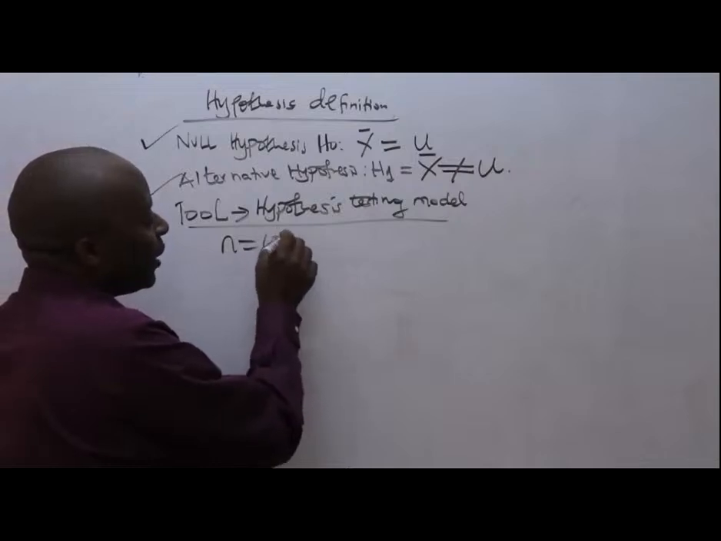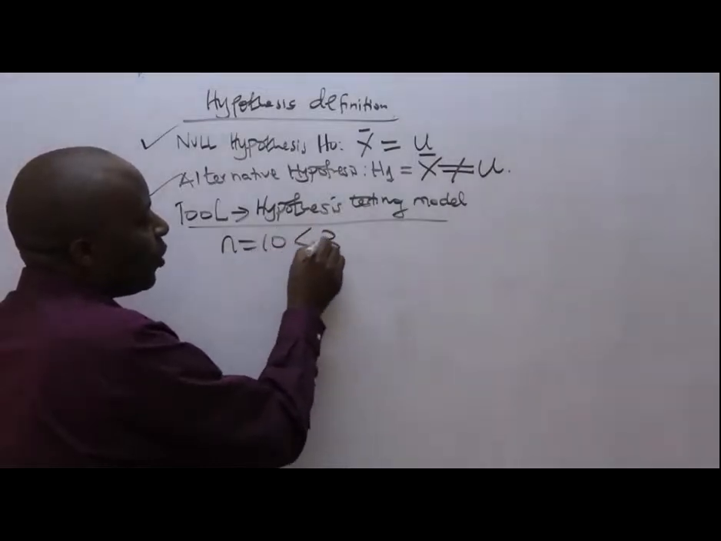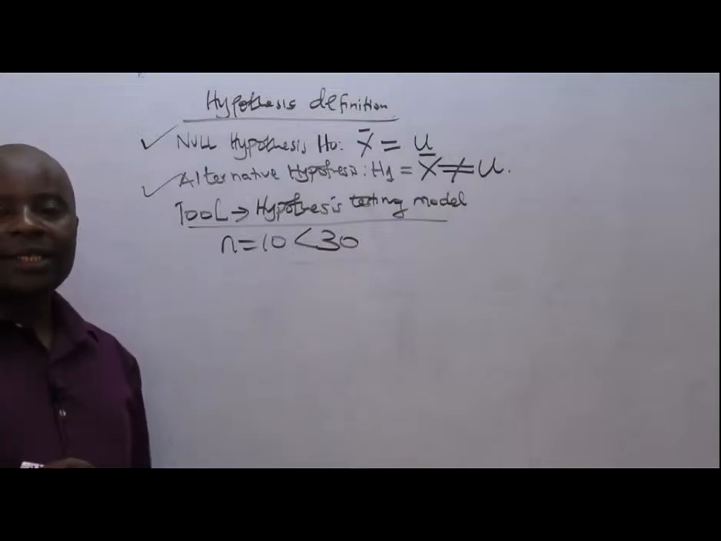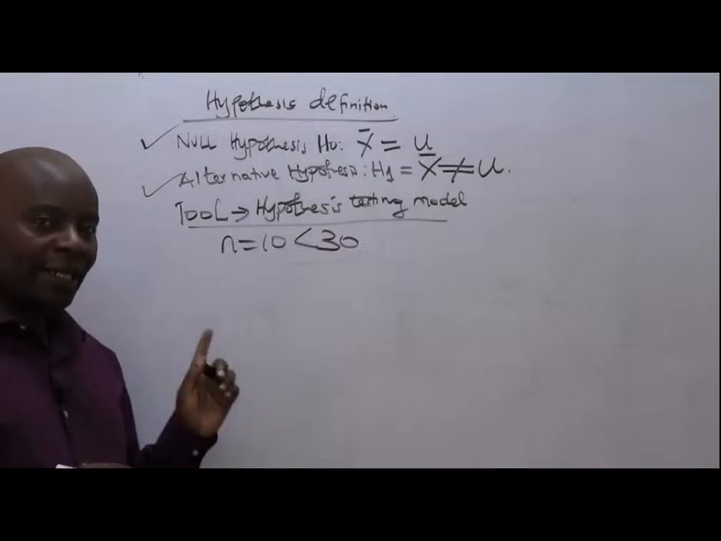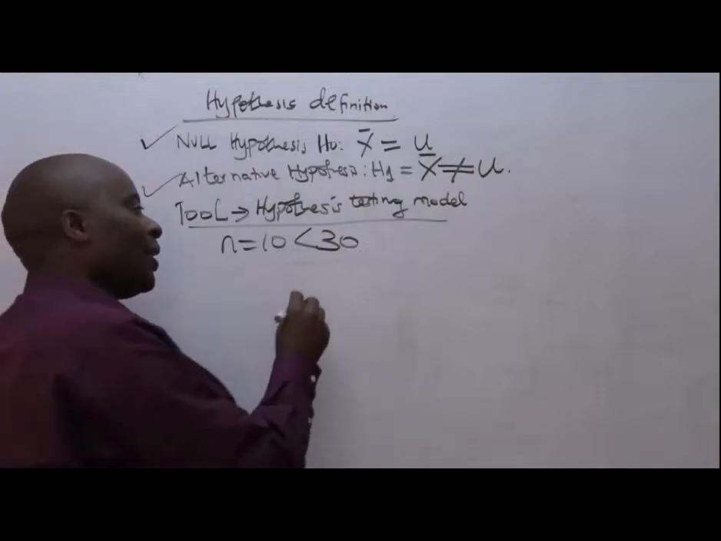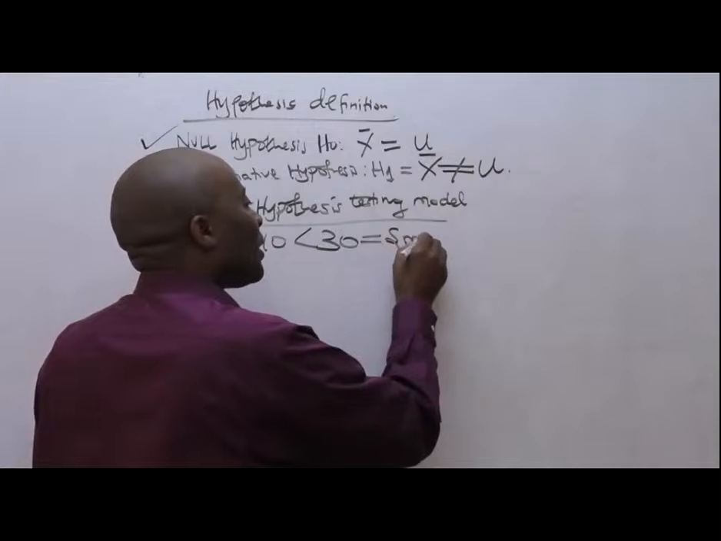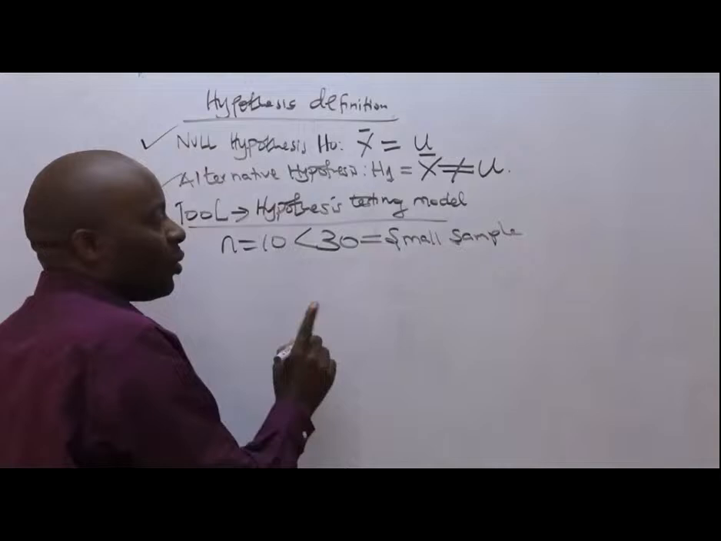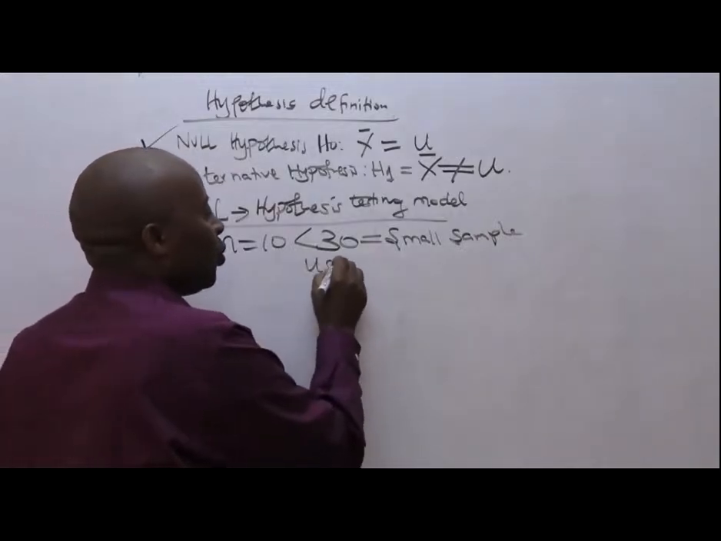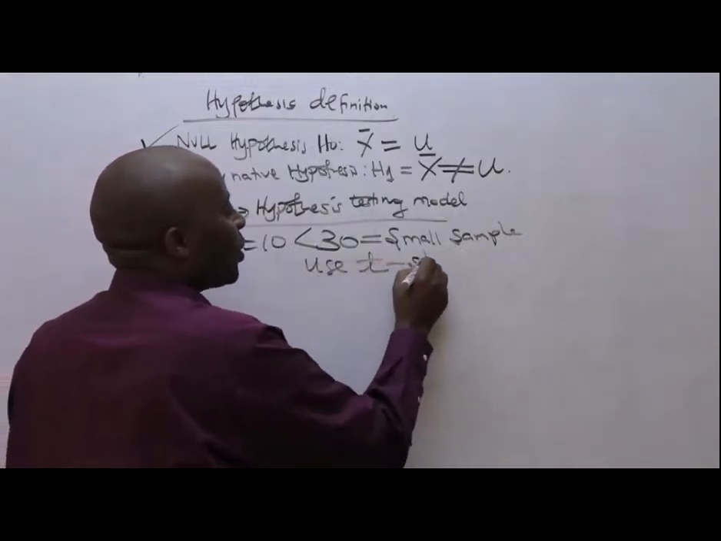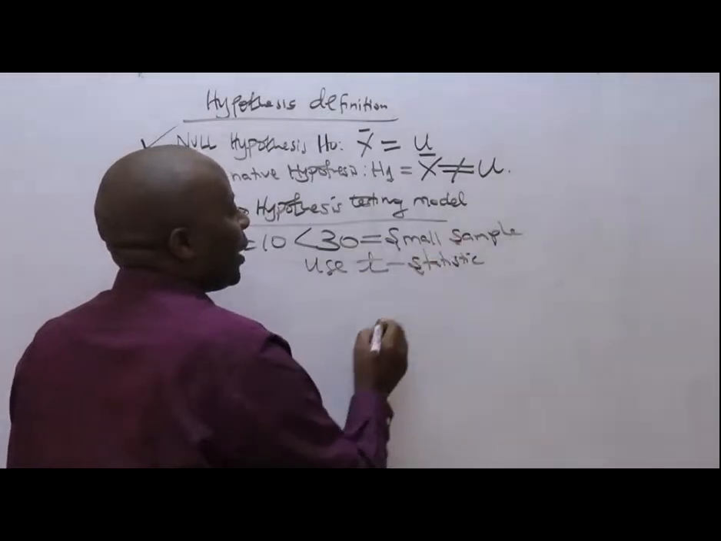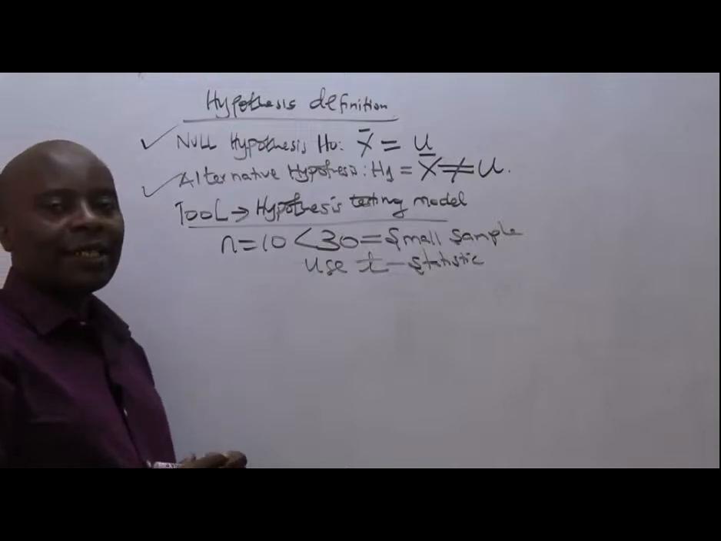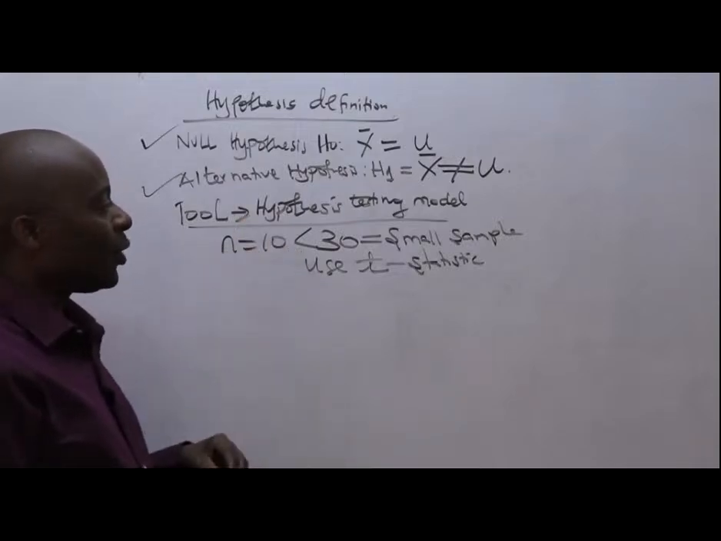When N is 10, ladies and gentlemen, it is a small sample, because it is less than 30. If it is less than 30, then this is what we shall call a small sample. And if we are calling it a small sample, then we shall use the T statistic to test this hypothesis.